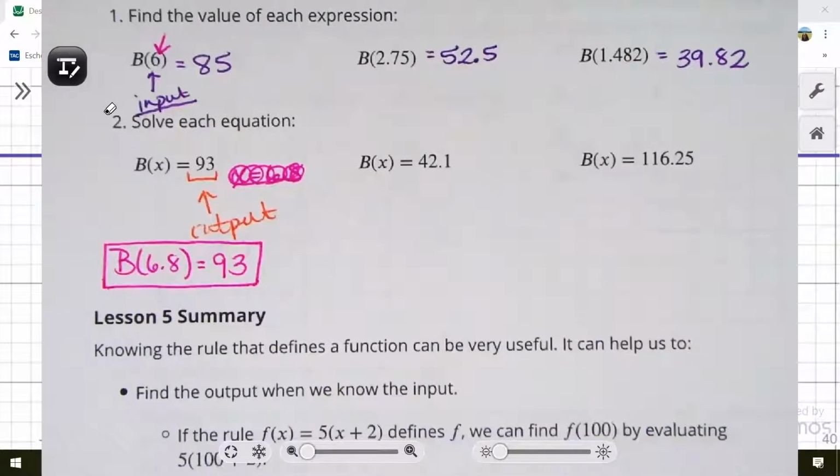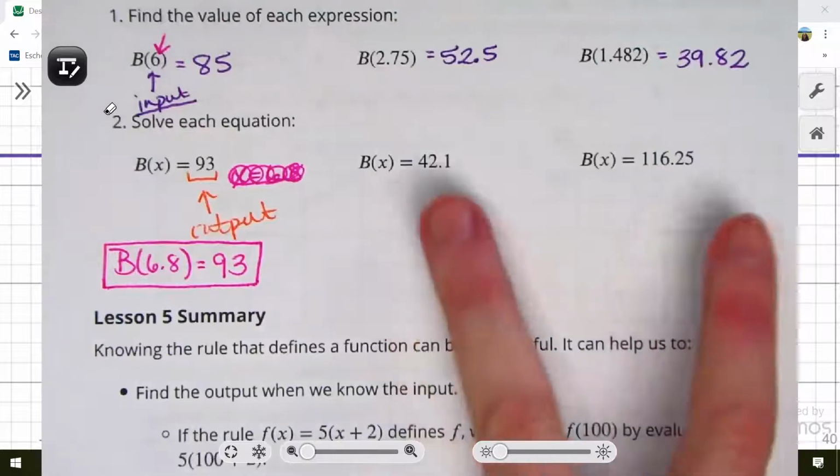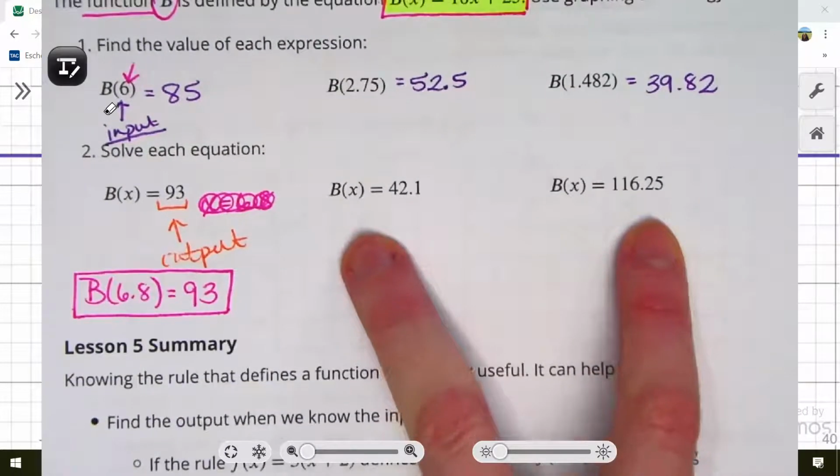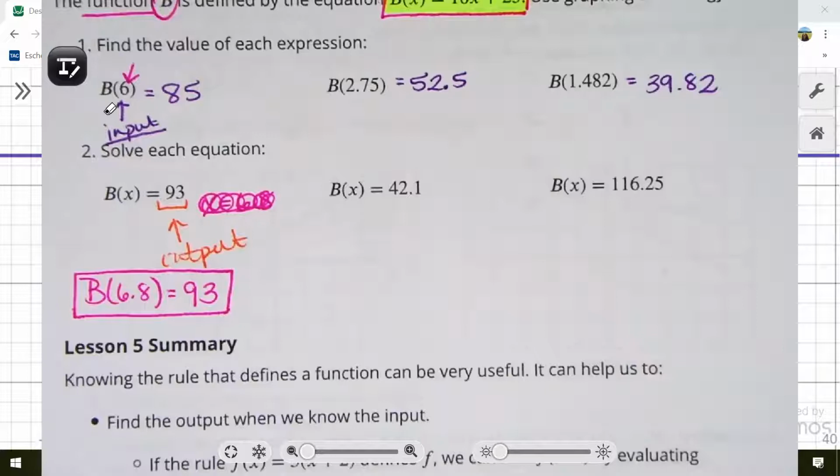All right, I'm going to give you a little over a minute this time because these take just a fraction of a second longer. All right, and I want you to find these other two for me. All right, minute and a half, ready, go.